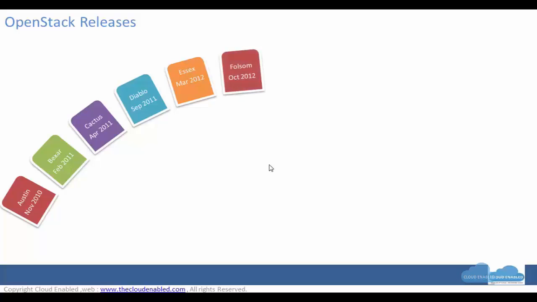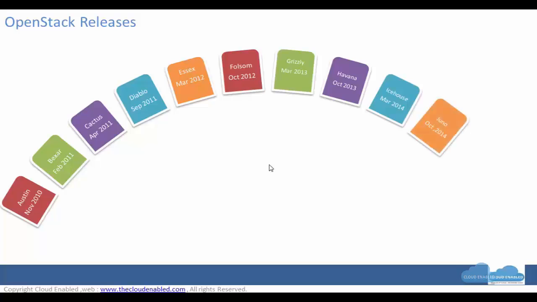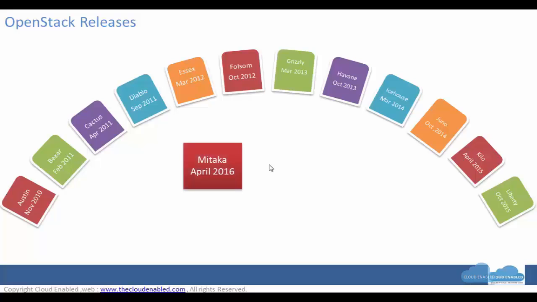Following Essex, I have been seeing a 6 monthly release, and the next release was Folsom, followed by Grizzly and Havana in 2013. We had two releases in 2014, which is Icehouse and Juno, followed by two more releases in 2015, which is Kilo and Liberty. We had the Mitaka release in April 2016. And as of this session, which I am recording, Newton is the current release, which is going to be announced during the Barcelona summit. Already we have the packages available to download and install at this moment.